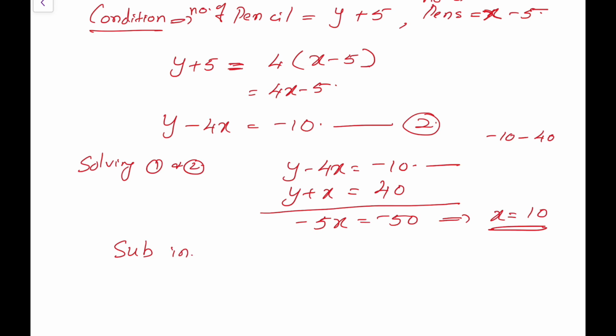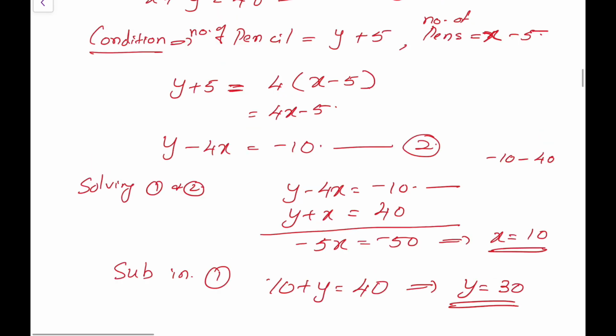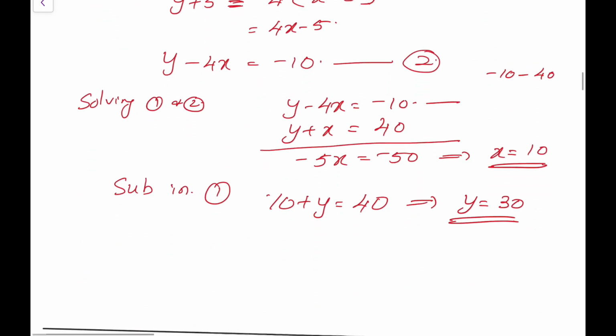So from this you will get x is equal to minus 50 by minus 5 is 10. Substituting in equation 1, 10 plus y equal to 40. Therefore, y equal to 30. So we have taken x as the number of pens. So number of pens equal to 10 and number of pencils equal to 30.